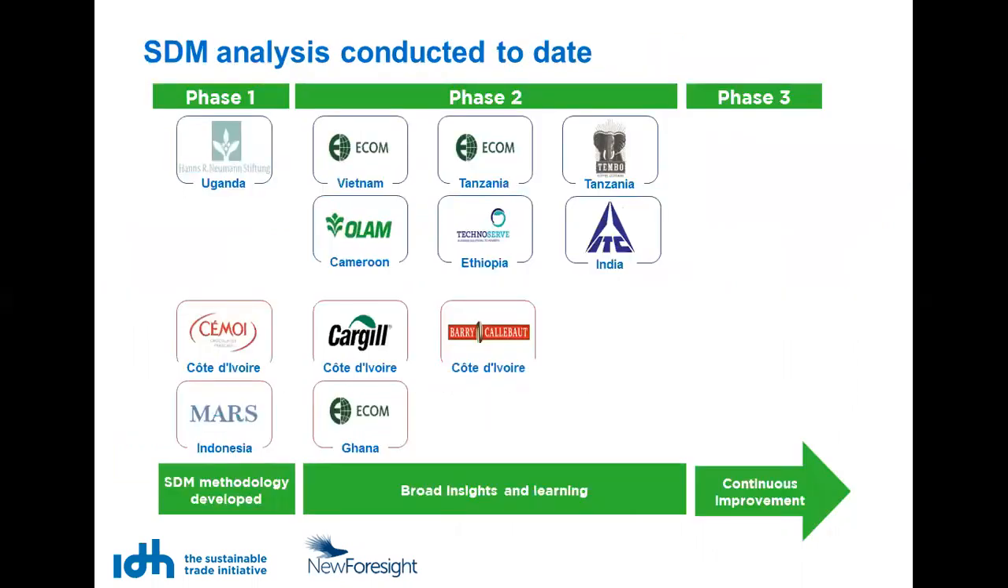What have we done so far? Well, we started with 3 cases, which is phase 1, to see whether our whole thinking could work. After this phase, we were able to further refine the methodology and do another round of cases with key partners in coffee, cocoa, and with one partner in spices. We're also planning to do more, and I will explain more to you in the later part of this presentation.